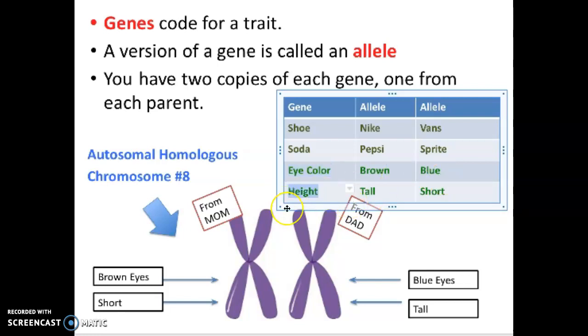Another gene could code for height, and two versions of height could be tall or short, or even average. So what I want you to do is pause this podcast, and I want you to come up with more examples using the blank spaces provided in the table that you have on your notes. Go ahead and pause, take your time, and then press play again.